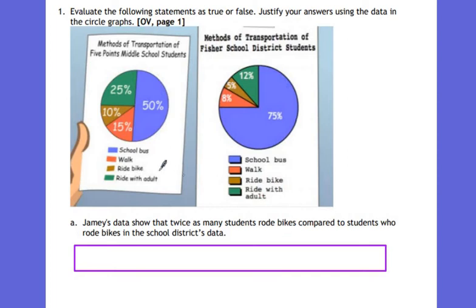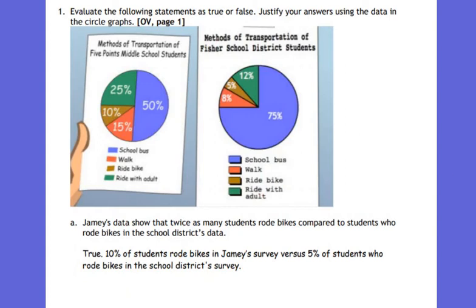Oh, I'm sorry, bike, not bus. So bike is this ugly yellow color. His school was at 10%, the district was at 5%. Is it true that twice as many students rode bikes than in his district? Yes. So we're going to say true. 10% compared to 5% is how we know it is true.